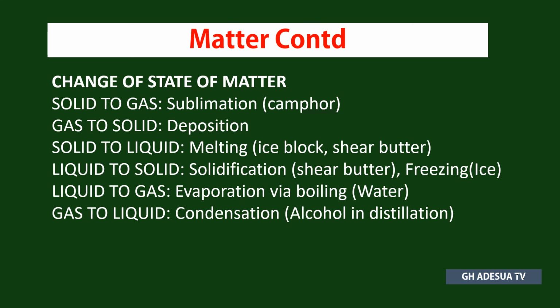Then we take solid to liquid, from solid to liquid. Now that is a regular process. The regular process is for solid to turn to liquid. So if I give you ice block, now ice block has a low temperature. Now when the temperature becomes room temperature, it will turn from solid to liquid.